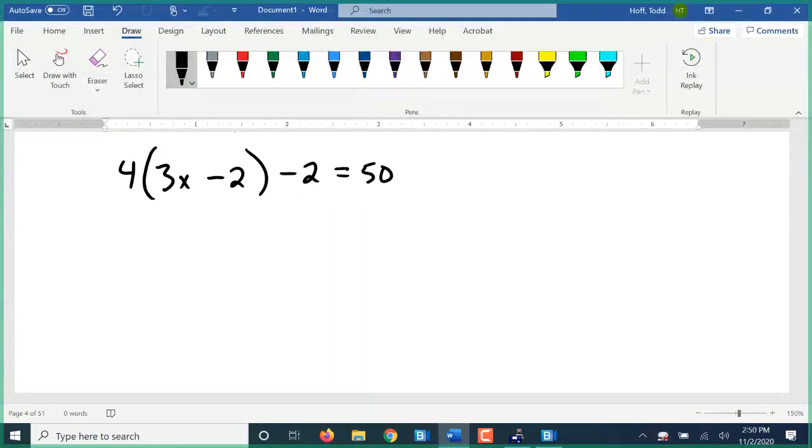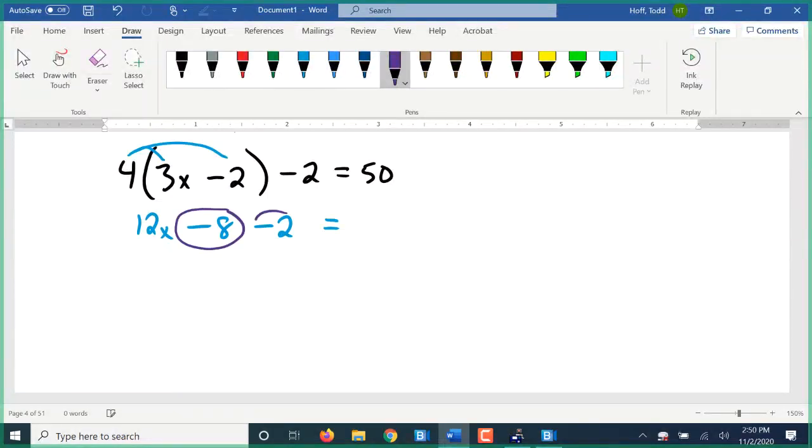But we can still follow our steps for solving equations. We'll combine what we can on each side. The parentheses, there's nothing to do inside them. But we'll multiply by the 4. 4 times 3x is 12x. 4 times negative 2 is negative 8. Well, we still have that negative 2 there. Well, before we go over to the right side, let's finish combining. There's more things we can combine on the left side. We have negative 8 and negative 2 to combine. So we have the 12x, negative 8 and negative 2 make negative 10.